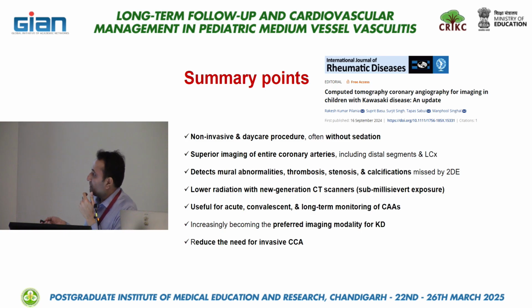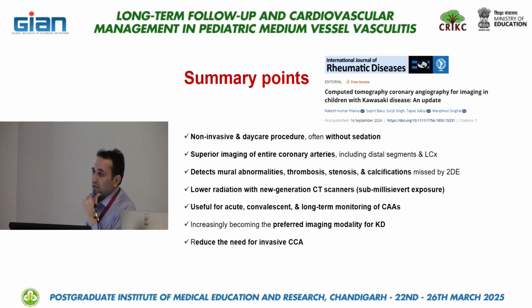It gives superior imaging of the entire coronary arteries, including the distal segment and the left circumflex, and it detects mural abnormalities also, thrombosis, stenosis, and calcification, which are otherwise missed. The radiation exposure we have been able to optimize: in most infants it is less than 0.5 millisieverts, and in older children around 1 millisievert, which is acceptable. It can be useful for acute, convalescent, and long-term monitoring, and it's increasingly becoming the preferred imaging modality.